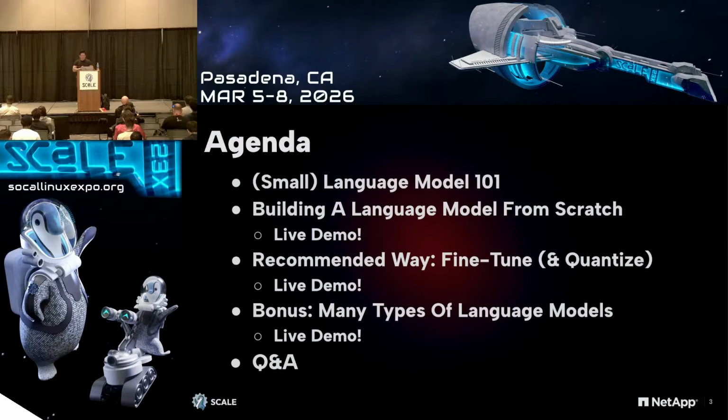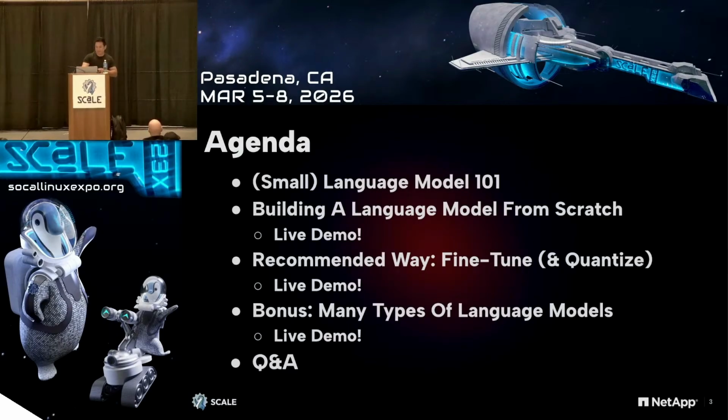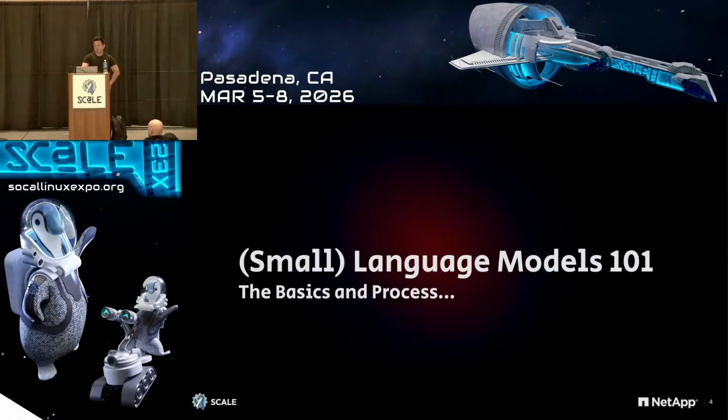And then as a bonus, I thought I'd throw this in here. There are many different types of small language models, or language models in general, and we're going to pick one that I've built, and we're going to take a look at that. And we'll do 3 live demos and have some Q&A at the end. So, small language models 101, the basics and the process.